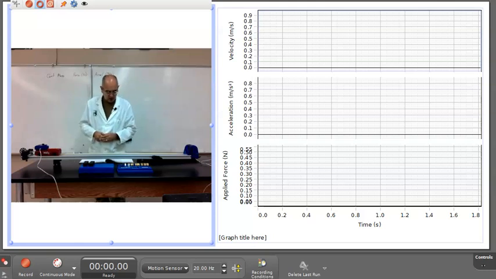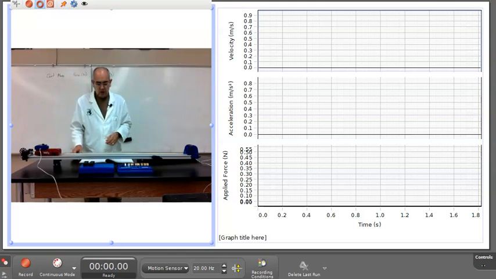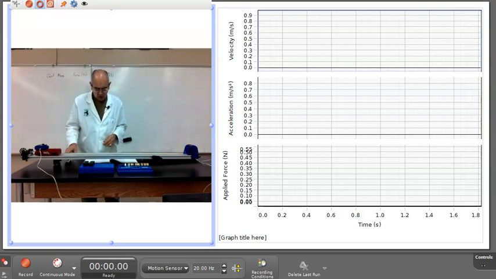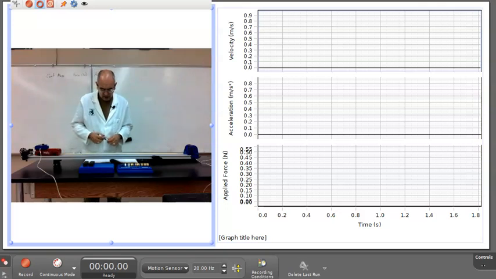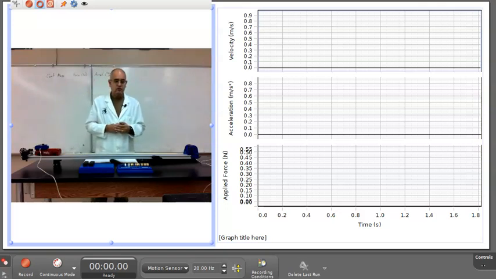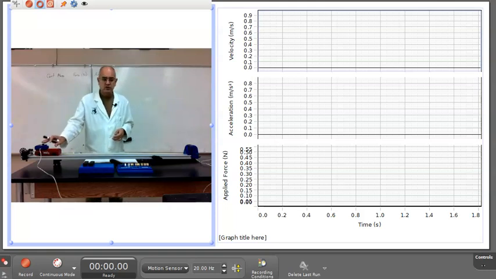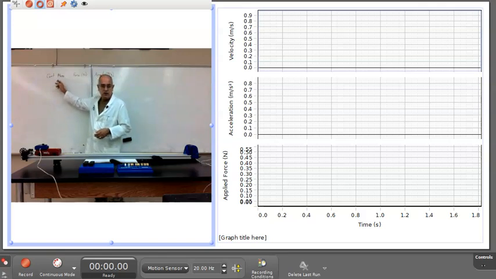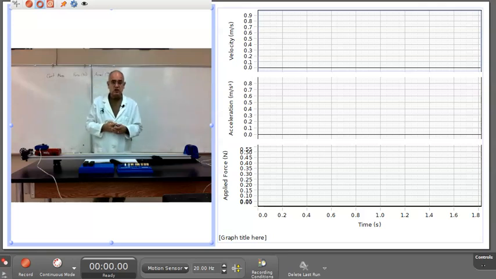Okay, so let's take a look at page 111. I've got it set up here. What we need to do, step number 1, is take our cart with our force sensor on it. And we've got to define a mass scale. The mass scale we're going to define is going to be multiples of cart masses. That's the reason I have cart mass written up here. So how much is a cart mass?